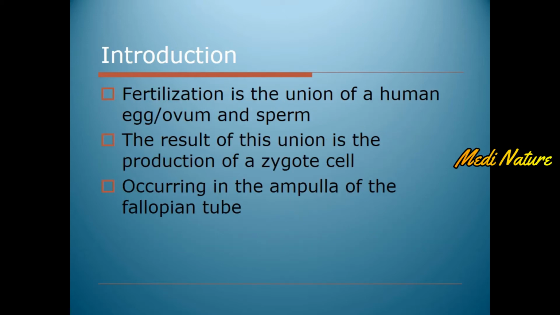In order to produce a new organism, fertilization should happen. Fertilization is the union of an egg with the sperm. So it results in a zygote cell. This fertilization occurs in the ampulla of the fallopian tube of the female reproductive system.